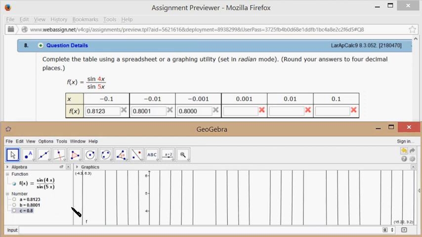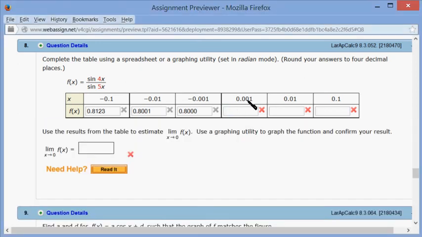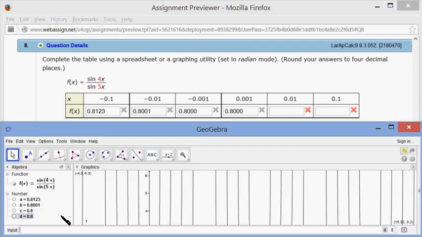How about the positive 0.001? So we have f of 0.001. Again we get 0.8000.